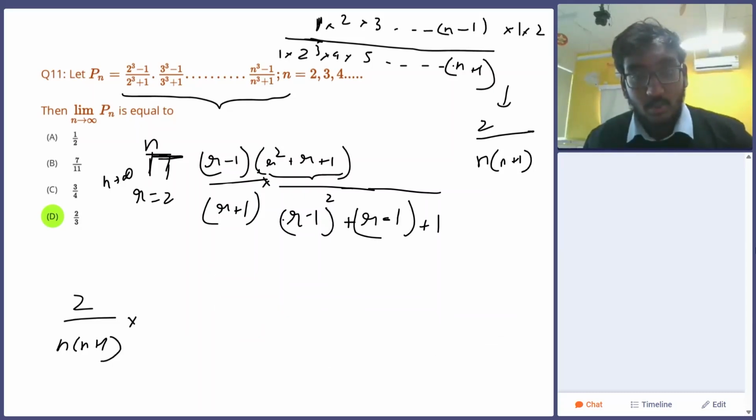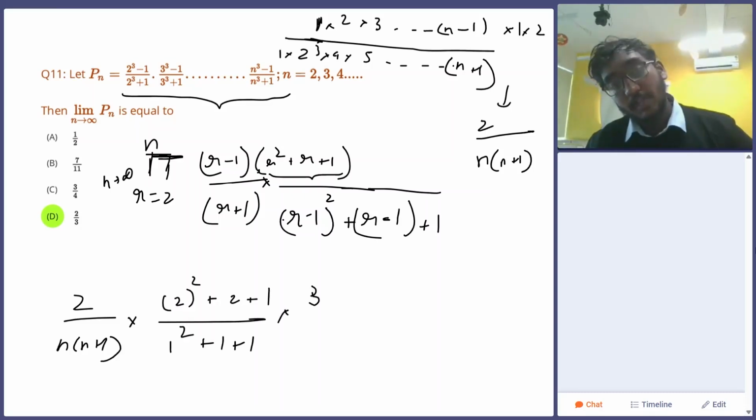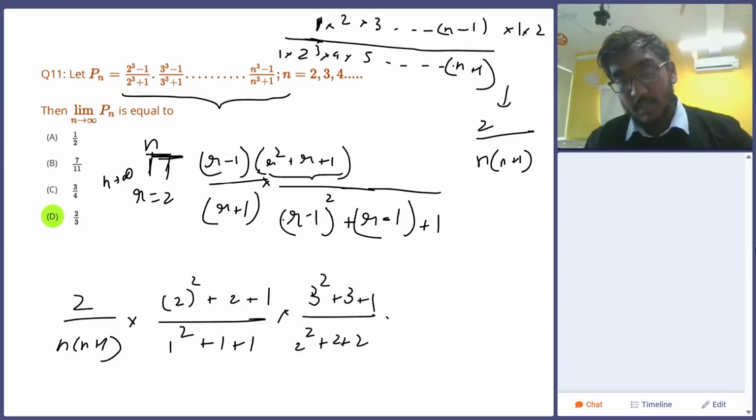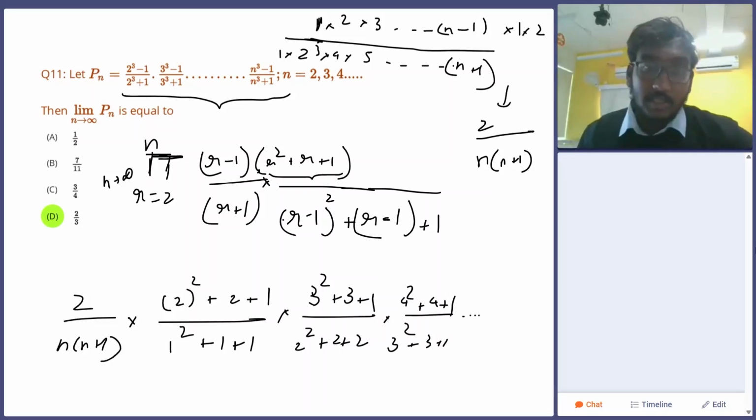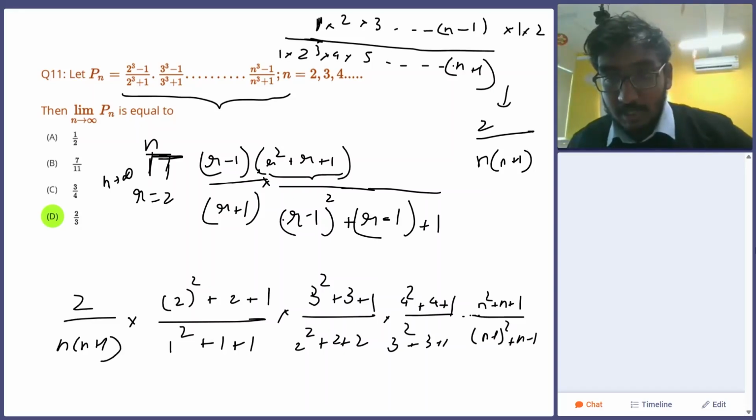As r goes from 2 to infinity, it will be 2 square plus 2 plus 1 upon 1 square plus 1 plus 1, into, for r equal to 3, 3 square plus 3 plus 1 upon 1 less than that, 2 square plus 2 plus 1, into 4 square plus 4 plus 1 upon 3 square plus 3 plus 1, and so on. What will be the last term? Because r runs from 2 to n, right? When r is n, it will be n square plus n plus 1 upon the denominator, which will be n minus 1 square plus n minus 1 plus 1, okay.